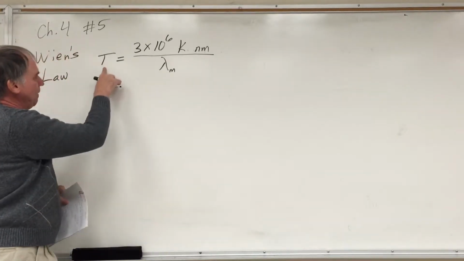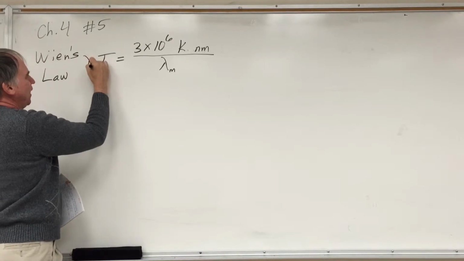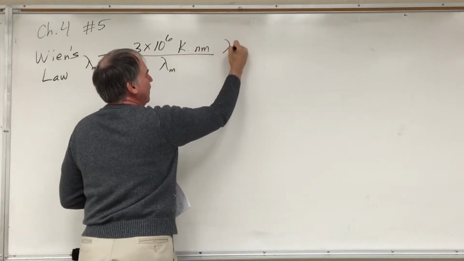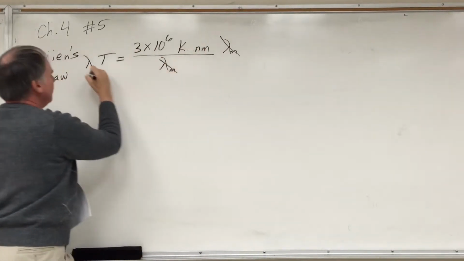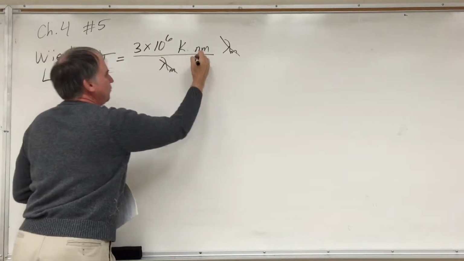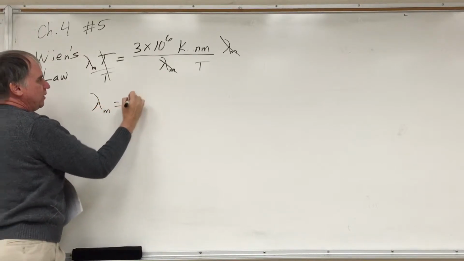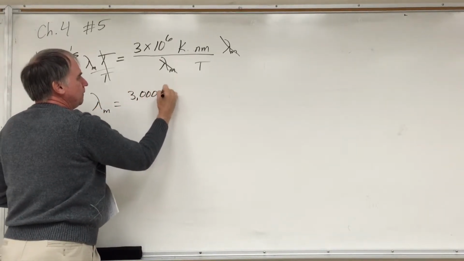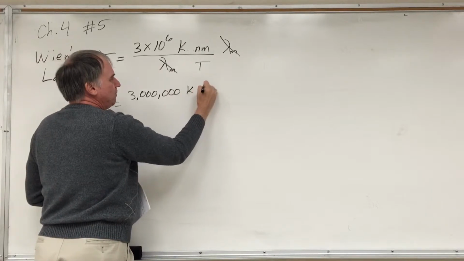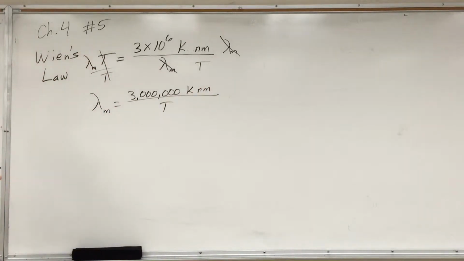Here we've been given the temperature and we're trying to solve for the wavelength. So if I multiply both sides of the equation by the wavelength, it cancels out there. Divide both sides of the equation by the temperature, so it cancels out there. We get that the wavelength is 3 million kelvins times nanometers divided by the temperature T.